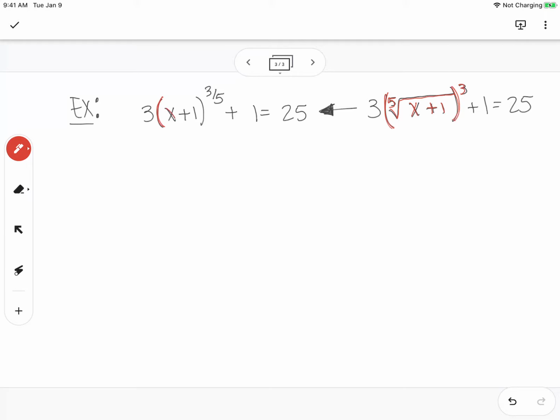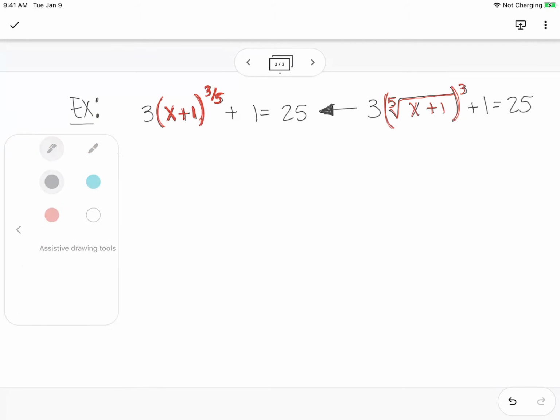And of course, that would be the radicand, the x plus 1, inside the parentheses. The exponent goes on top of the fraction, and the index goes on the bottom of the fraction. So if you have a radical equation and it looks wonky, rewrite it as a rational exponent. It's going to make your life a whole lot easier.